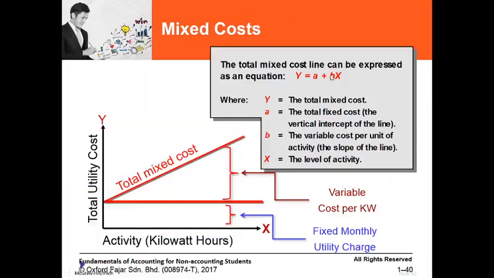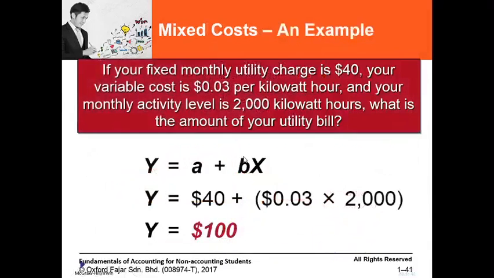The total mixed cost can be expressed as an equation. Y, the total mixed cost, equals A, the total fixed cost, where the line intercepts the vertical axis, here, plus B times X, the variable cost per unit of activity times the level of activity.